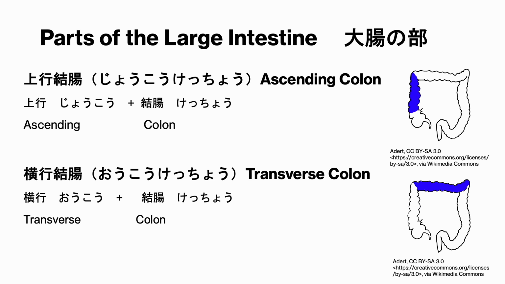Now the colon is made up of several parts, with the first being the ascending colon, or joko ketcho. Breaking the kanji down, we have the first two kanji together, which is joko, which means ascending, and the last two kanji meaning ketcho or colon, as we covered earlier, together making ascending colon or joko ketcho. Next we have the transverse colon or the oko ketcho. Breaking the kanji down, we have oko meaning transverse and ketcho meaning colon, together making oko ketcho or transverse colon.